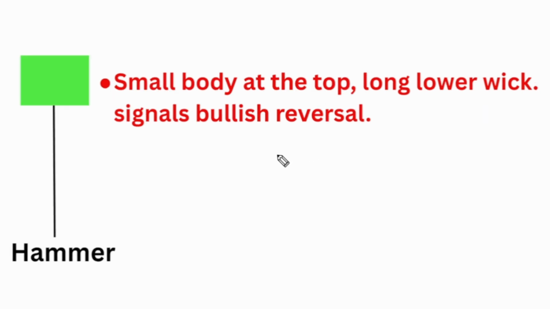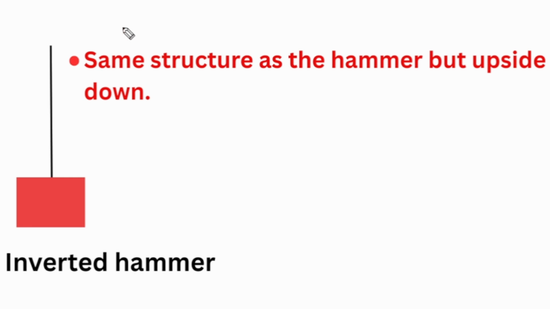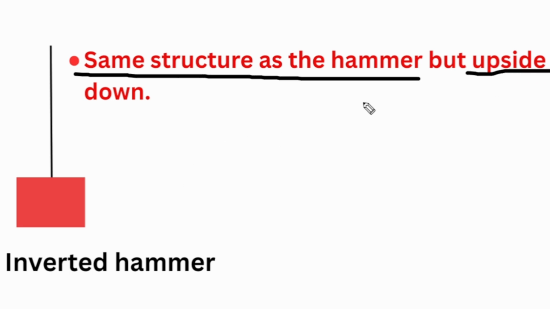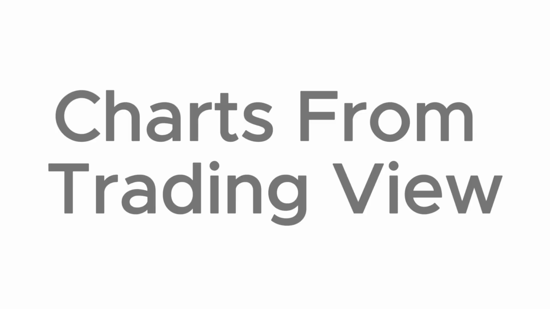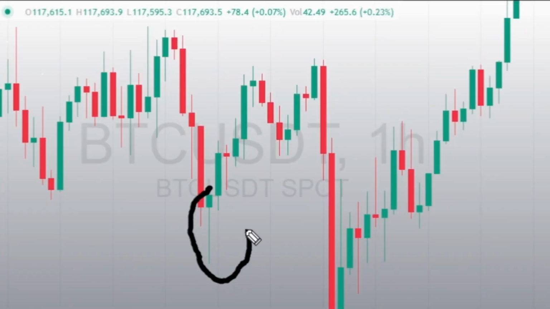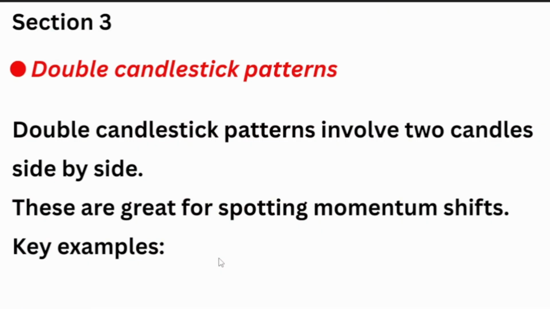Hammer: small body at the top, long lower wick, no upper wick or small upper wick, signals bullish reversal. Inverted hammer: same structure as the hammer but upside down. Watch how this hammer candle formed at the bottom of a downtrend on the BTC chart. Boom, reversal followed.